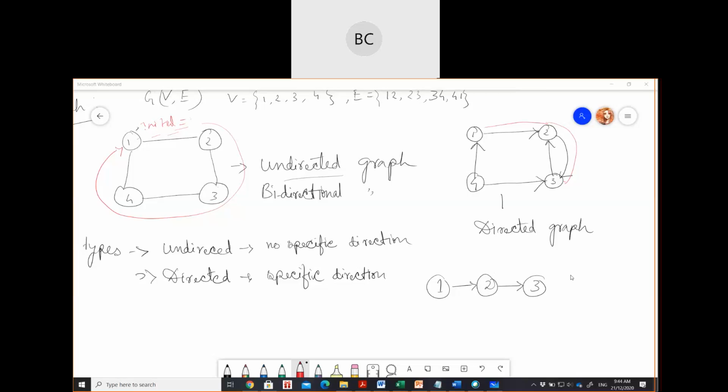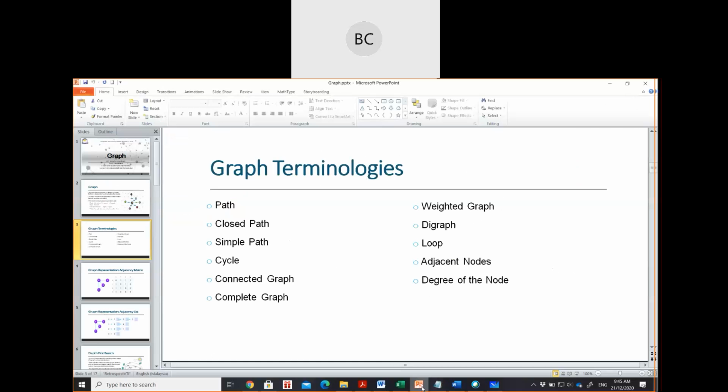Okay, Imam say closed path means which starts and ends at the same point. Yes, correct. That's the correct answer. If you start from a same point and your end is also at the same point, it's initial and terminal node. Terminal node means your destination point is same, then it's a closed path. Okay. Then there is another term, simple path.